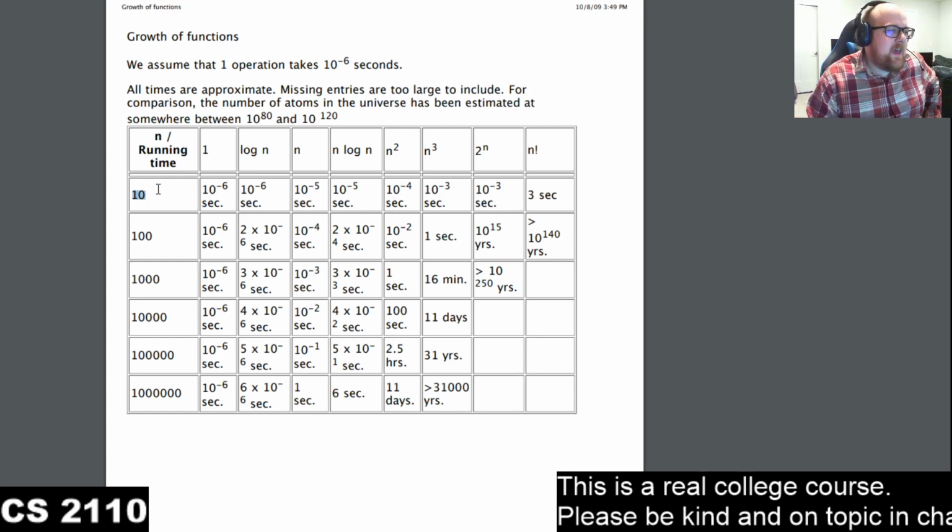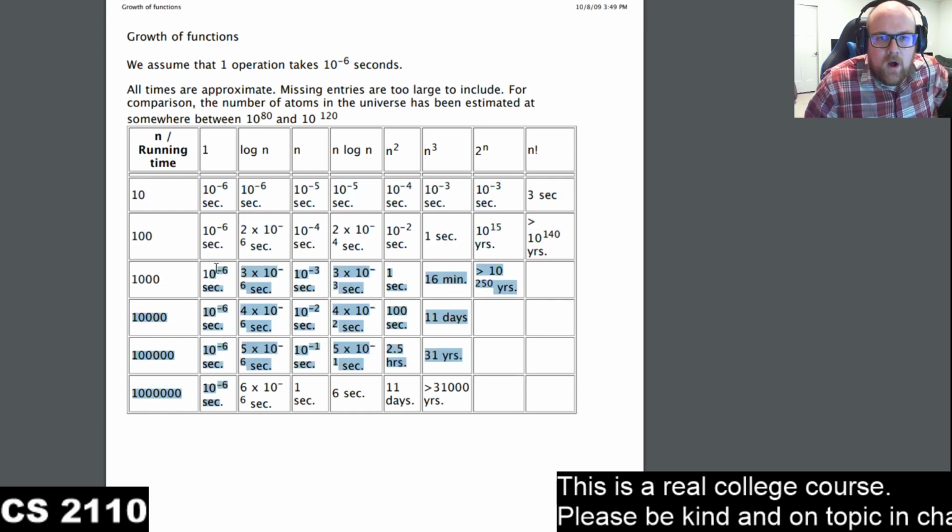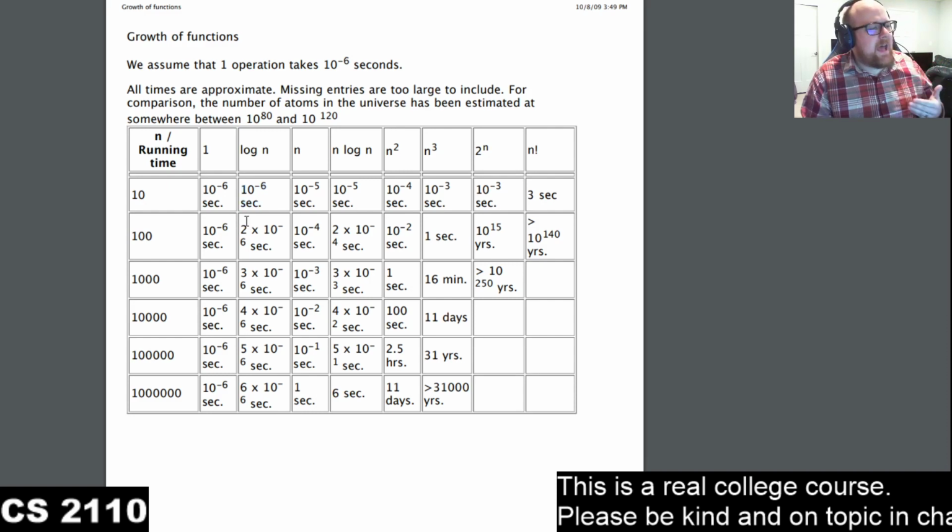This is to say, if n is size 10 and we have a constant time operation, it always takes one operation. For a constant time operation, one operation always takes 1 microsecond. That is 1/1,000,000th of a second. If we're looking at a log n function, size input 10 takes the same as constant time. But as this grows, you can see that every time I multiply the size of the input by 10, the runtime only increases by a microsecond. This barely grows at all.